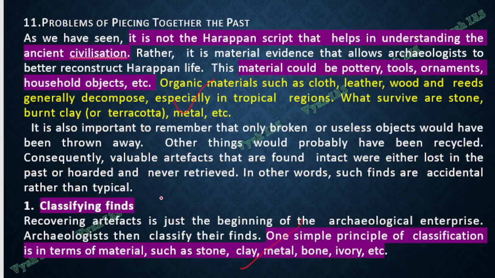They're classifying what they discover, right? One classification is based on the material, meaning you keep all the stone objects together, you keep all the clay objects together, metal objects together. That's how you classify one type.